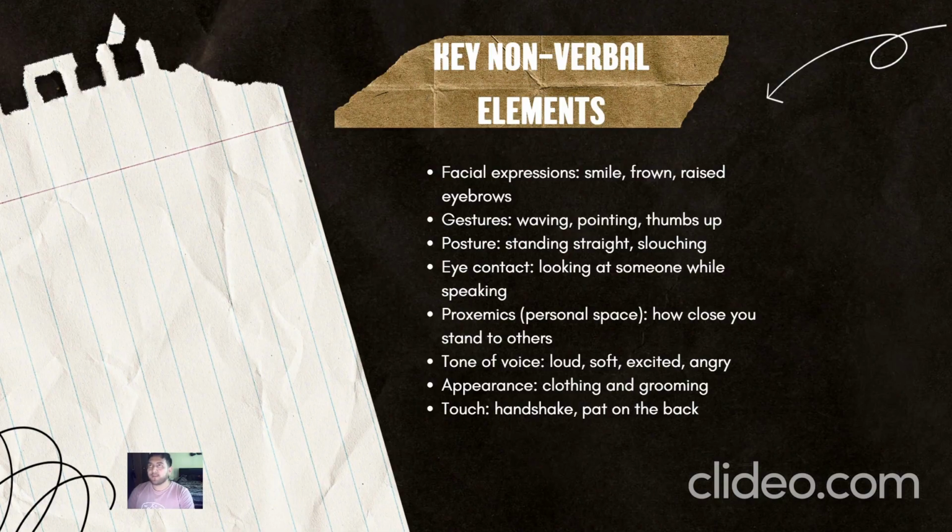This shows you are interested in whatever topic you talk about with another person. Proxemics is the personal space, how close you stand to others. The tone of voice can be loud, soft, excited, or angry. They demonstrate the feelings of one person toward other persons. The appearance, clothing and grooming. And finally, touch. You can shake hands or pat on the back.